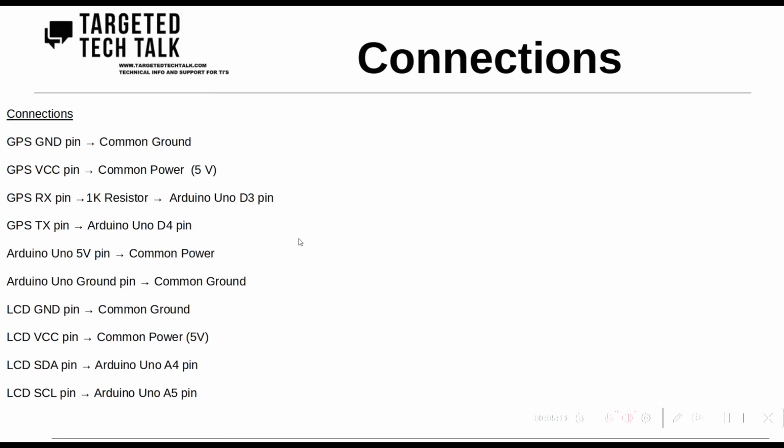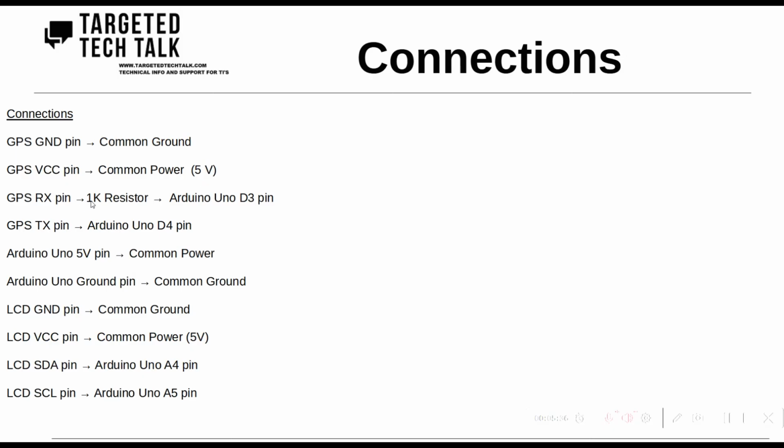So we'll go through the connections for anyone interested in building this. And then this week I've got a complete wiring diagram to demo for the next slide. So these are the connections. The GPS has a ground pin, a power pin. We're using the 5 volts for this one.